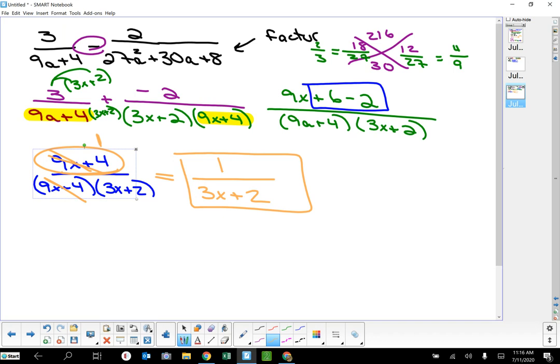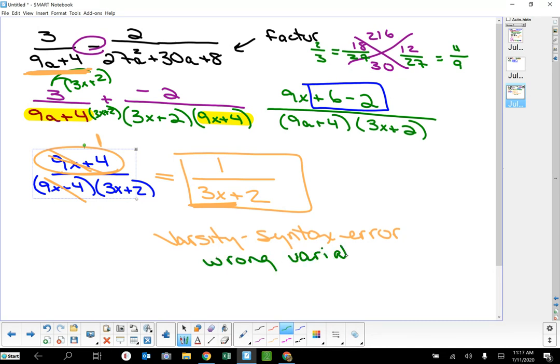Oh, at some point I changed A's to X's. I'm sorry about that. It should have been A's in the answer. By the way, if it starts with A's and you put X's in, Varsity will tell you you have a syntax error. Generally, what that means is you have the wrong variable. Okay, so you can check that out. And obviously, I would have noticed that this should have been an A in my answer when you typed it in, and then go from there.